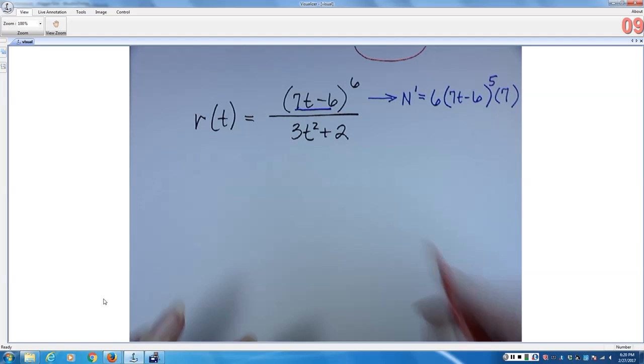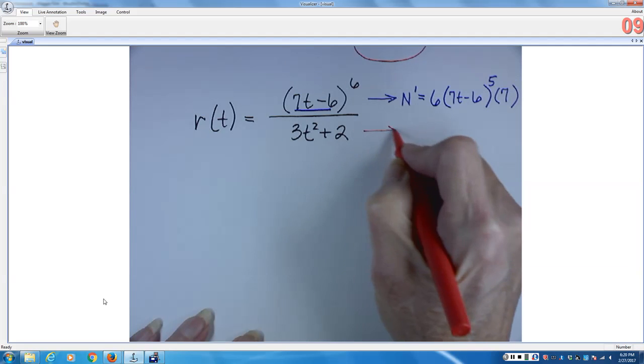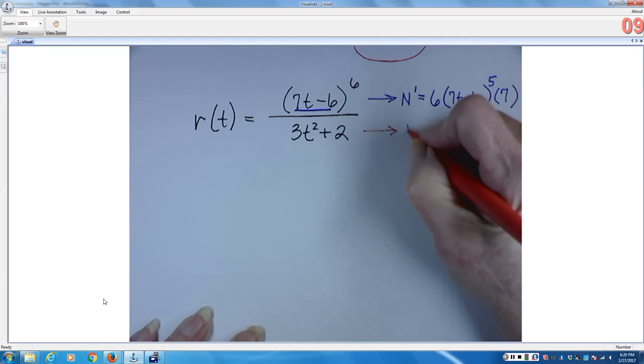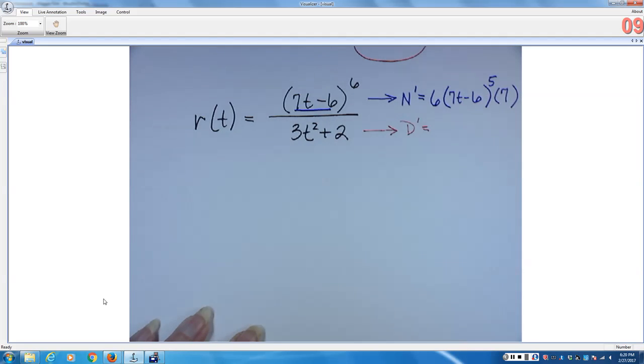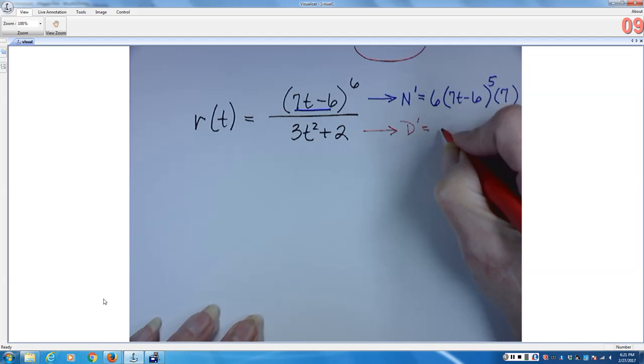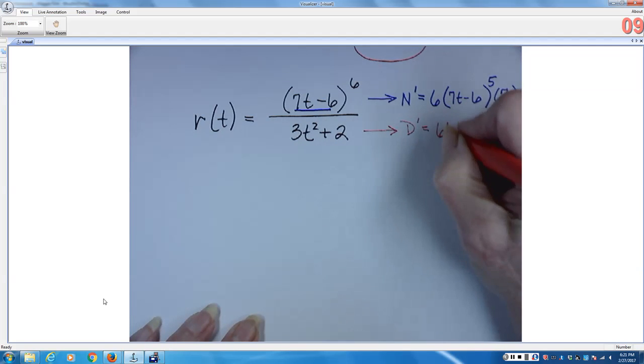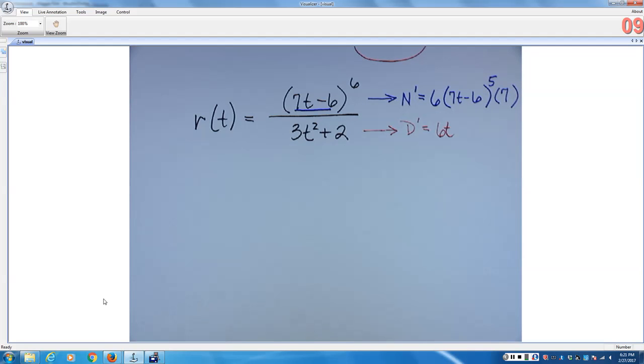Then I'm going to do the same thing with the denominator. I'm going to take the derivative. I just go right over next to it and write d prime. And the derivative of 3t squared is 2 times 3 is 6t to the first power, and the derivative of 2 is 0.